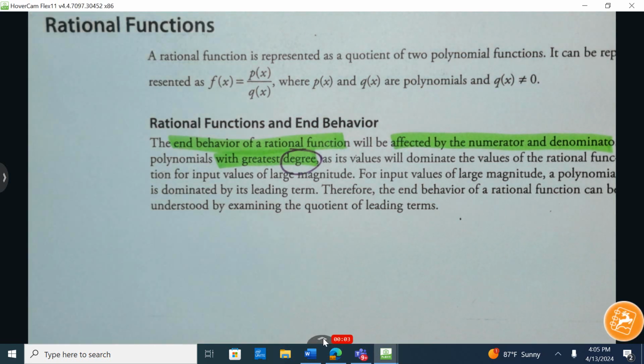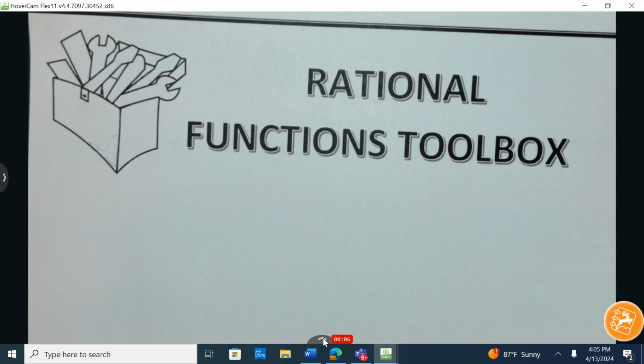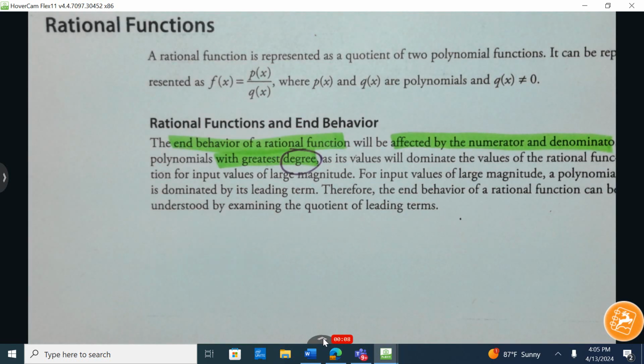The rational functions toolbox, have this out. You may want to take the state log if that helps you go through this.